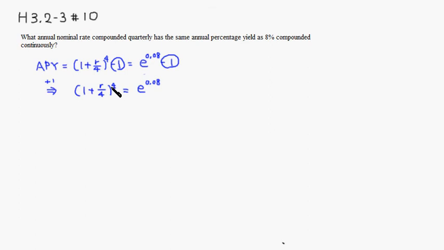Now we want to get rid of this fourth power, so we're going to raise both sides to the 1/4 power. If you raise it to the 1/4 power, you just get 1 + r/4 on the left. On the right, raising e^0.08 to the 1/4 power means multiplying 0.08 times 1/4, which is 0.02. So it's going to be e^0.02.